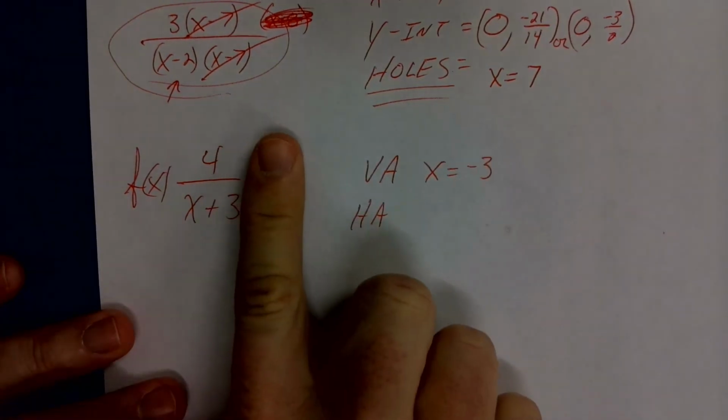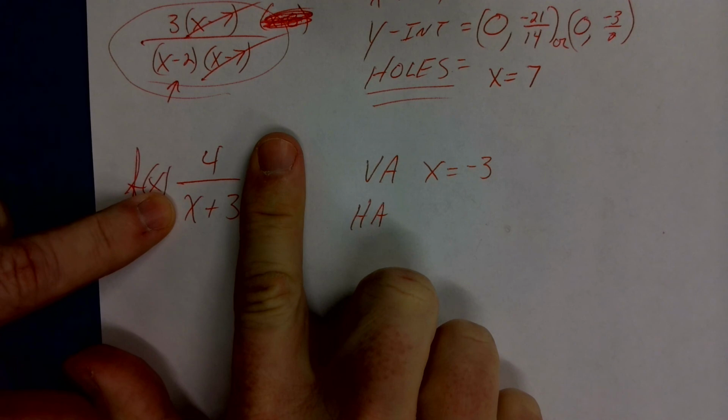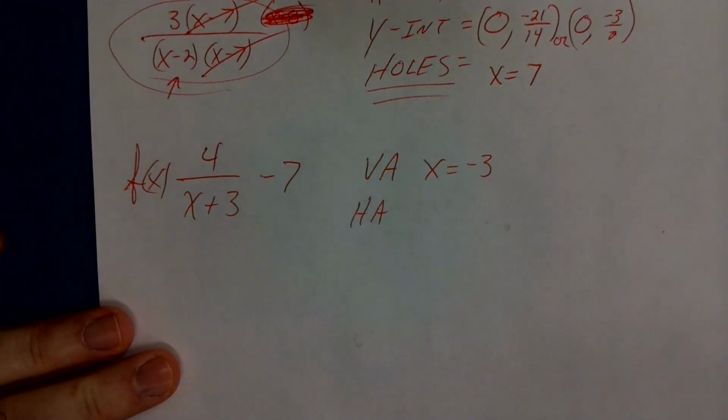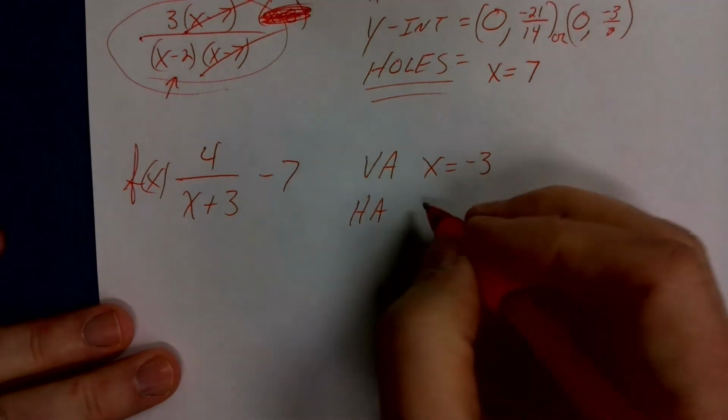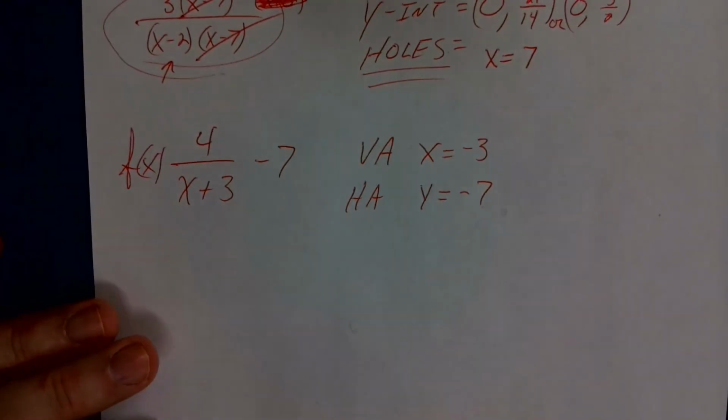If I just looked at this fraction, 4 over x plus 3, we know that the bottom grows faster than the numerator, so that would be 0. However, this minus 7 shifts that entire thing down 7. So I do have a horizontal asymptote at y equals negative 7.